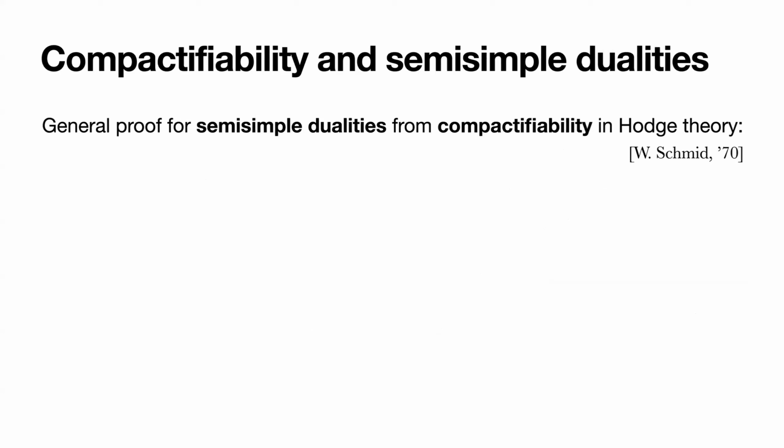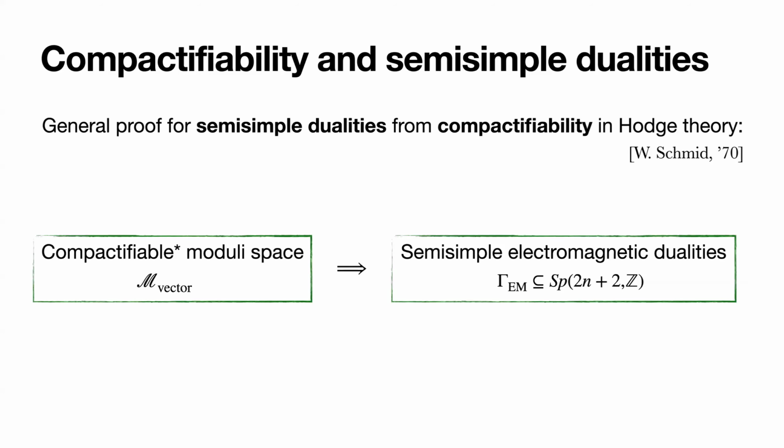Okay, so how do you see the semi-simplicity here at the level of these general Hodge theorems? The idea here really is that if you assume a suitable mathematical version of our compactifiability criterion, that if you assume this moduli space to be compactifiable, then that implies that the electromagnetic duality should have a semi-simple representation. So the precise term here is that this moduli space should be Zariski open in a compact analytic space.